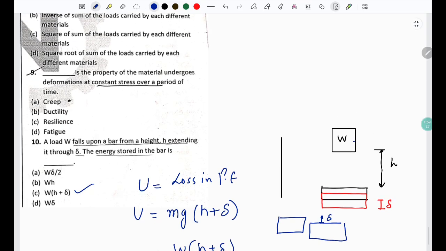Then property of the material undergoing deformation at a constant stress over a period of time is ductility.